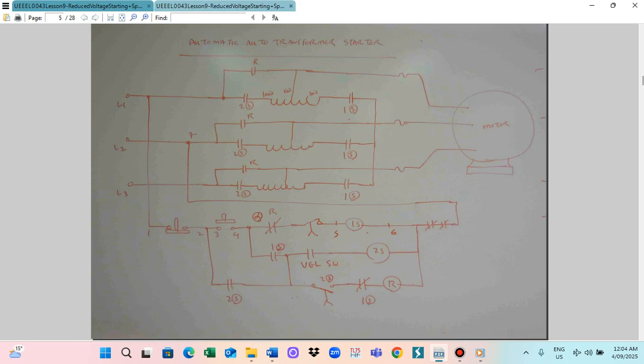The velocity switch is attached to the motor shaft. So it is closed only when the motor is running. In this way, the motor's windings will not get the full voltage without running. So this is the auto transformer starter.